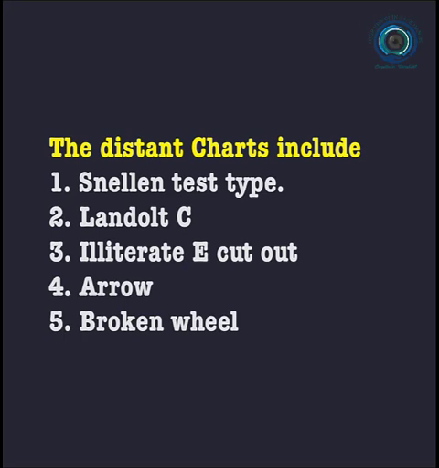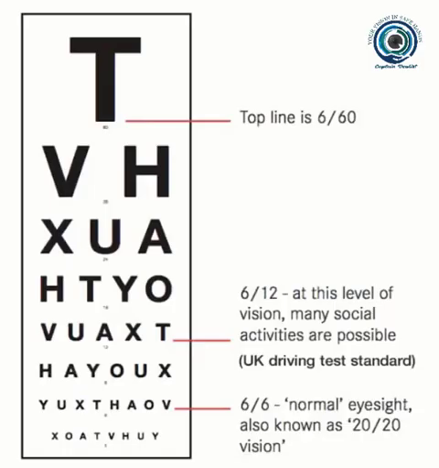Now we are going to discuss the distant types and charts that are used. The distant charts include Snellen test type, Landolt C, illiterate E, arrow, and broken wheel. The Snellen test type is the most employed and practiced chart used for the measurement of visual acuity.